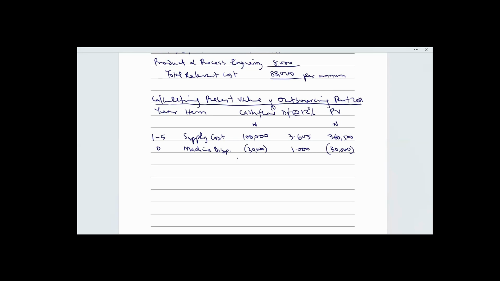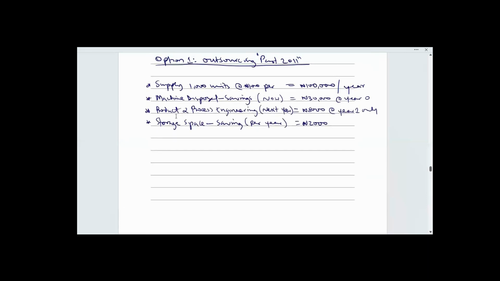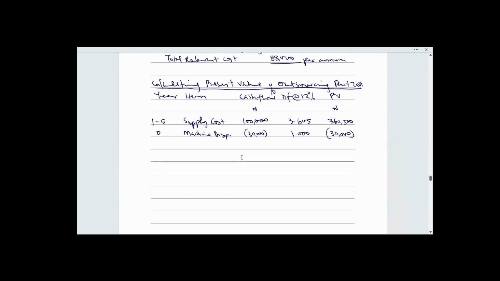Let me rewrite this 360. All right then, so move on. Let's go back again to outsourcing. The third one is product and process engineering. We are told that it is year 1 only: product and process engineering cost of 8,000 naira for year 1 only.